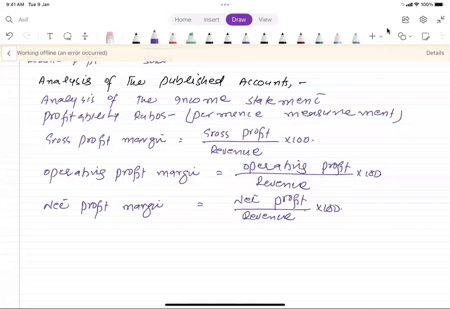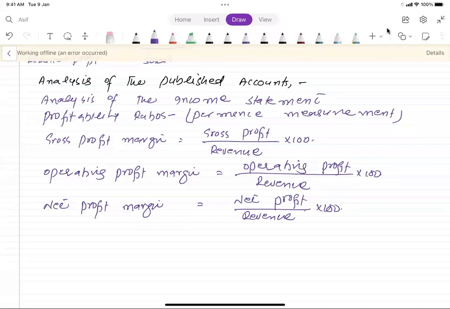Okay, the next thing that we are going to study is the analysis of the published accounts. When we talk about the analysis of the published accounts, we need to study two things. One is analysis of the income statement, and second is analysis of the statement of the financial position or balance sheet. In the analysis of the income statement, we calculate three types of ratios. In fact, four types, but the fourth we are not studying right now. Gross profit margin: gross profit divided by revenue multiplied by 100.